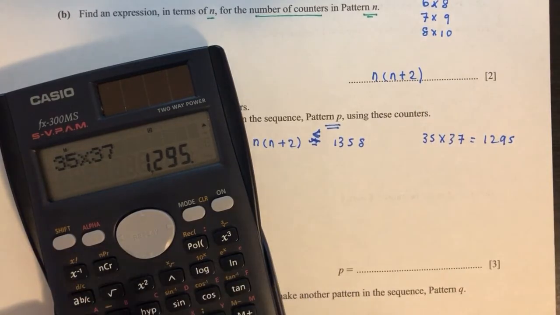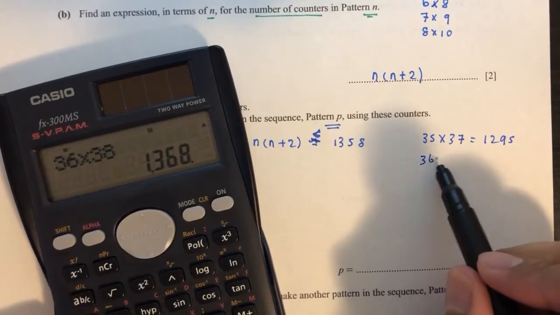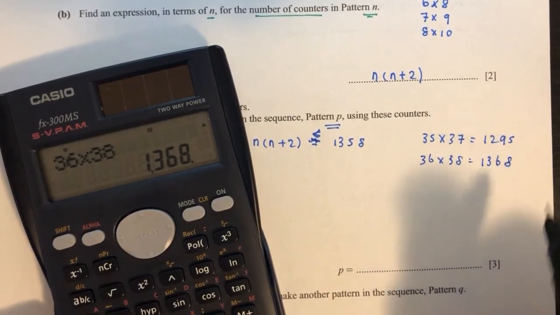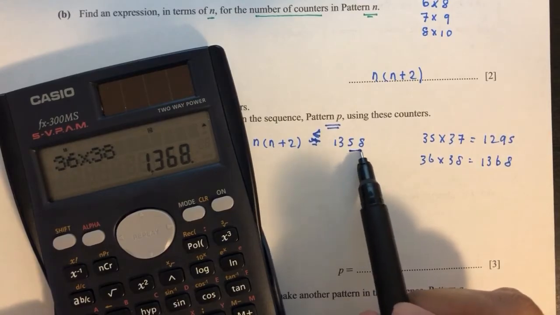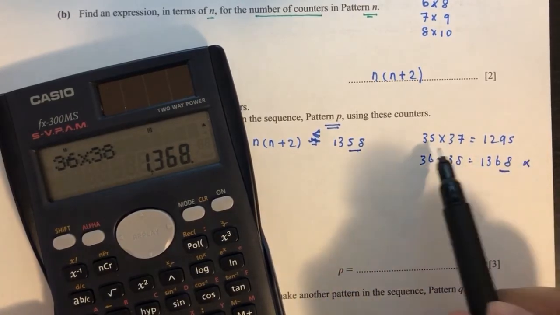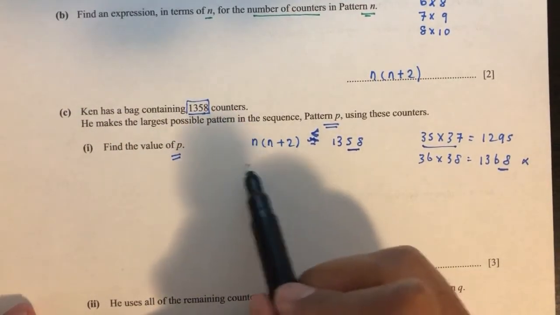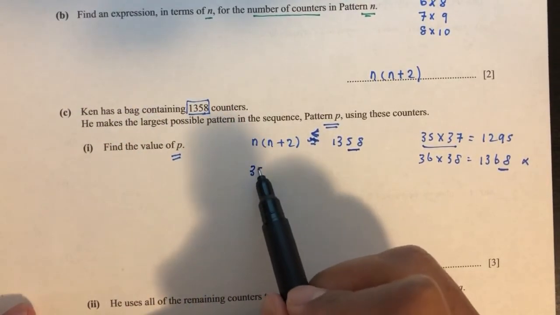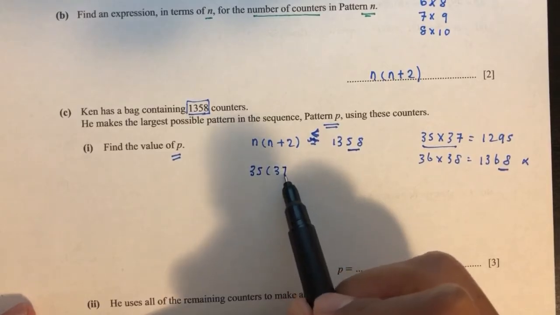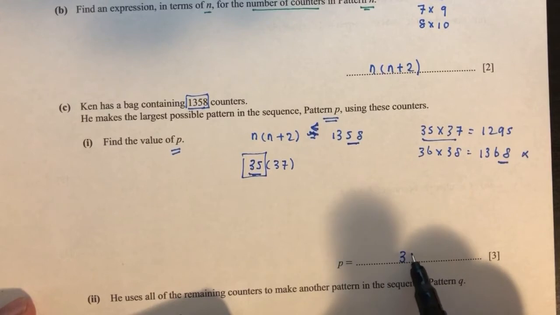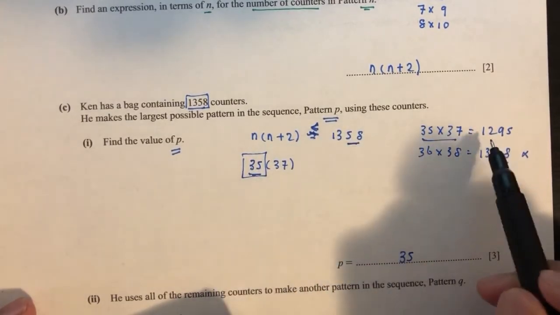Let's try the next term. 36 times 38 will be 1368. Okay, too bad. Here we have only 58. 68 is too much. So we have to go with this one. So it means n equals, which is p here, 35 and 37. So this is the value of p. P will be 35 to get this value.